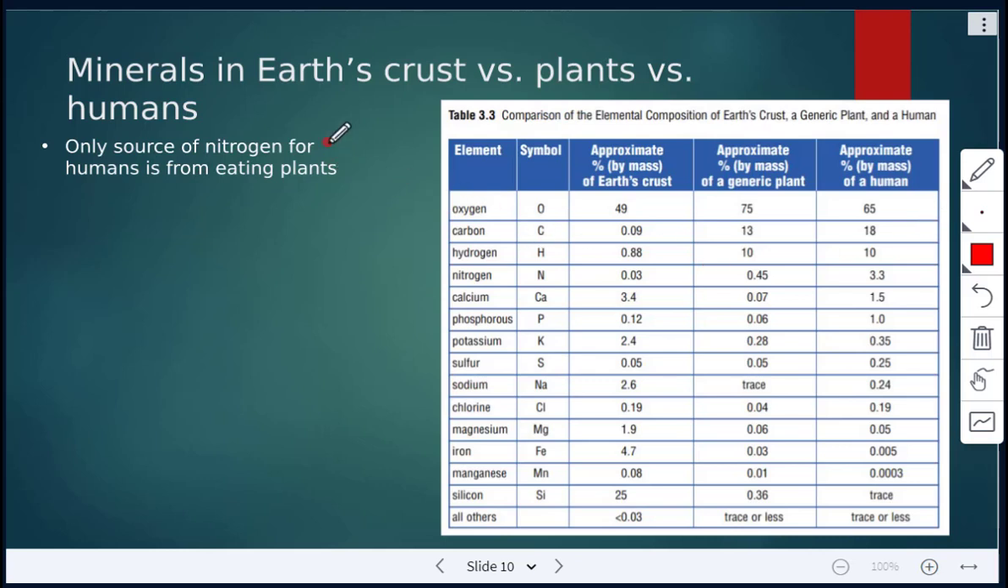The one note here is that the only source of nitrogen for humans is from eating plants. So we can't get it from any other source. We have to get it from eating plants. All right, so again, if you notice here, percent in Earth's crust, 0.03, and then in the plant, and then in the human body.